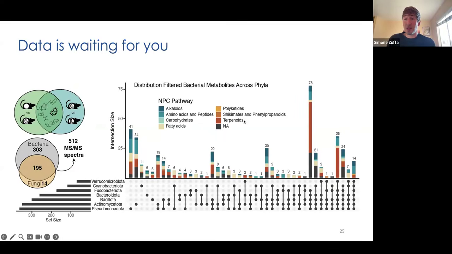It was interesting that, for example, terpenoids seem to be more universally shared across phyla, while alkaloids and amino acid peptides seem to be more specific to the different phyla.